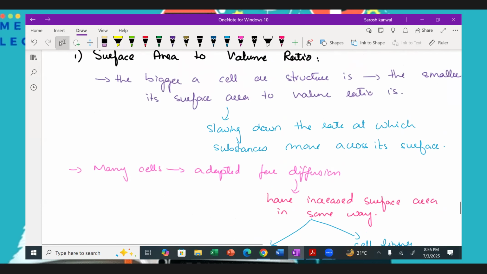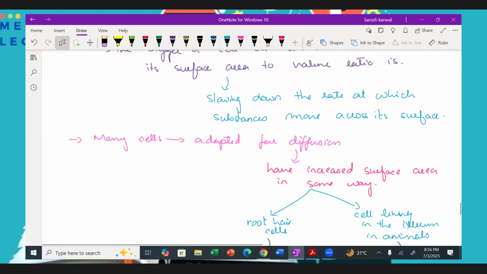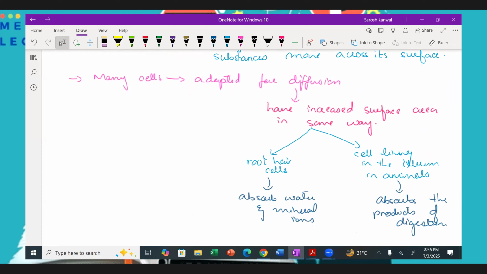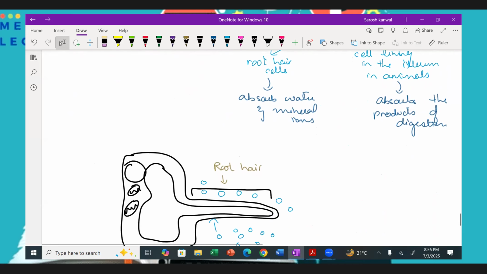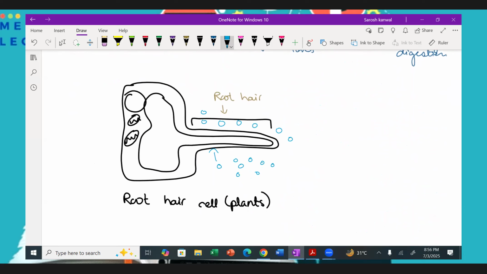So I was telling you that yesterday we studied that many cells are adapted for diffusion, right? They have increased surface area in some way. For example, root hair cells have increased surface area to absorb water and minerals from the soil. Let's consider this image of root hair cells in plants. Here you can see this is a root hair, right? Here we have the water molecules, the blue ones.